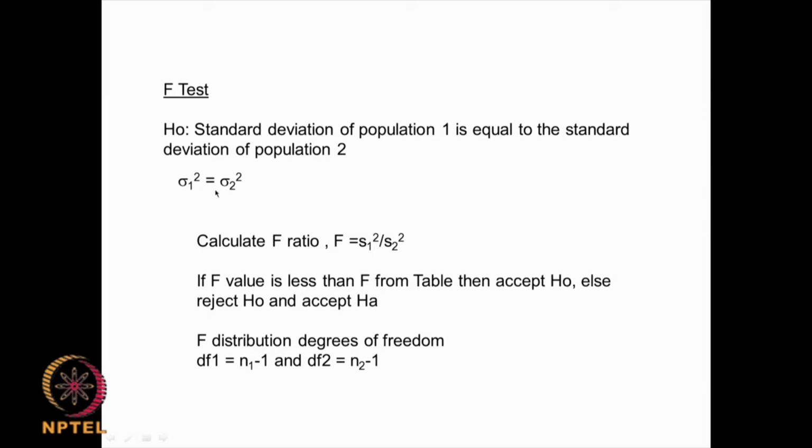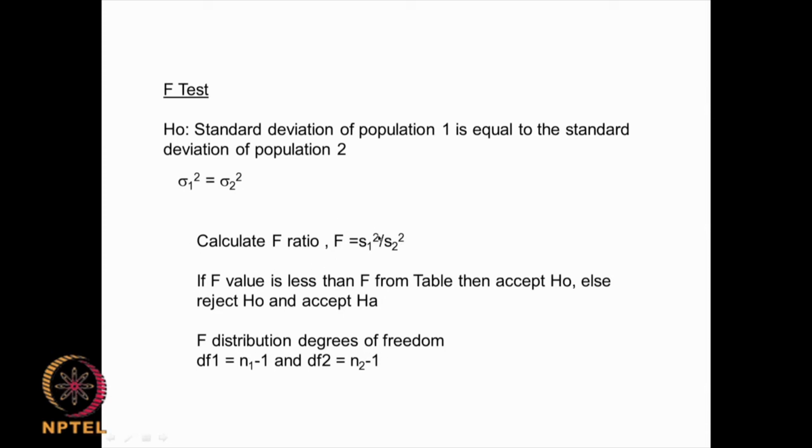Obviously the alternate hypothesis could be sigma 1 square is not equal to sigma 2 square. So, we calculate something called an F ratio, where F could be S1 square, that is the variance of sample 1, divided by the variance of sample 2, and then of course again we go to the table. There is an F table which says whether the calculated F value is greater than the table value or less than the table value.